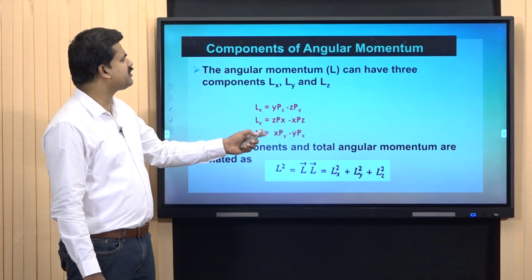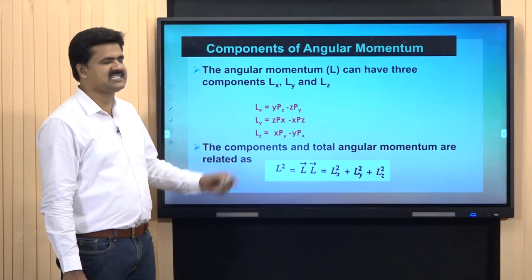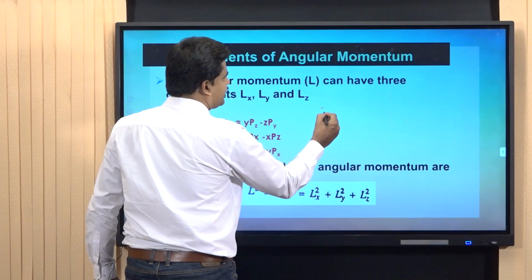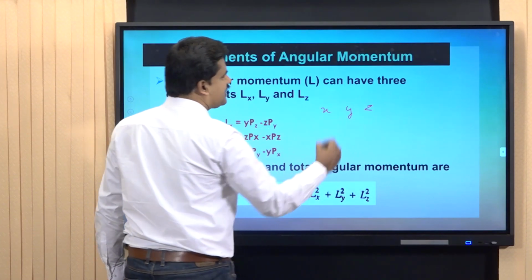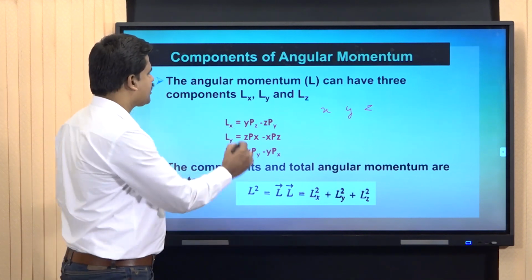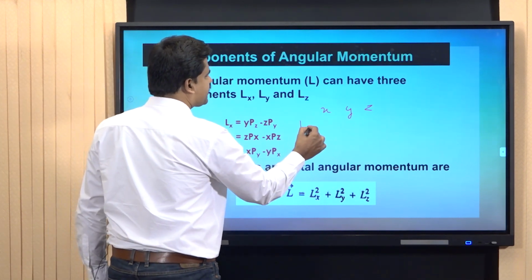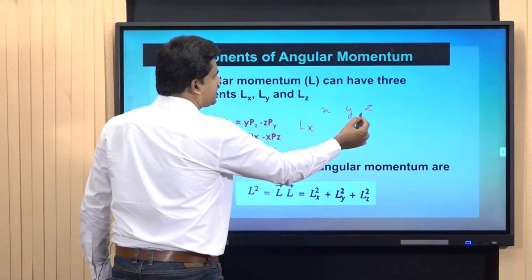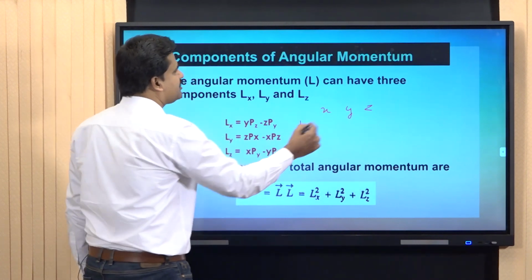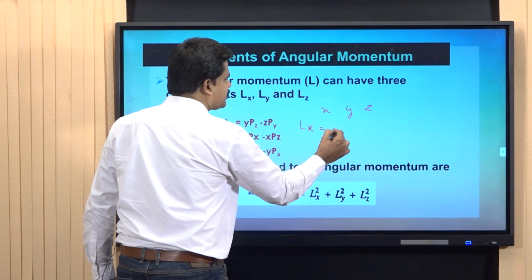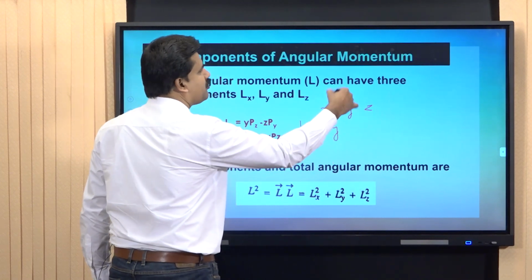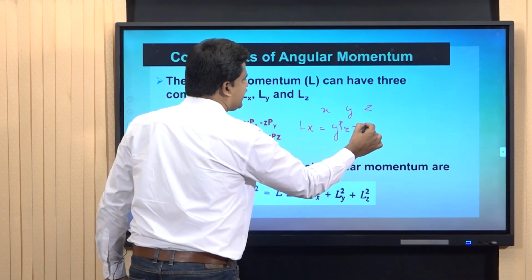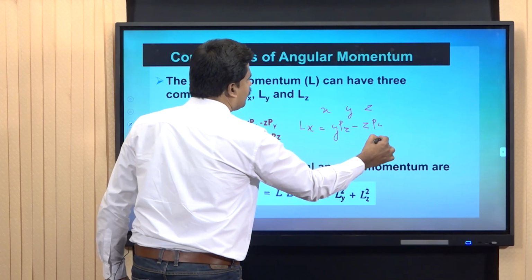There is an easy way to represent this expression. To remember these expressions, there are some simple methods. I will show you that method. Let x, y and z be the three Cartesian coordinates. First of all, we are going to write the expression of Lx. Among the three coordinates x, y and z, x is already mentioned here. Then take the next, that is y. Y into the momentum of the other component, that is pz. Then its opposite, minus z into py.